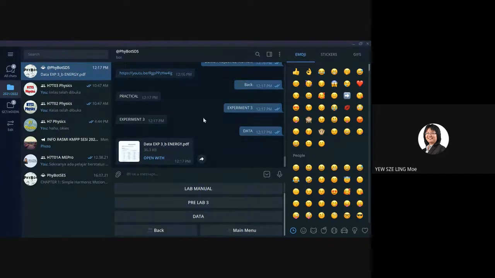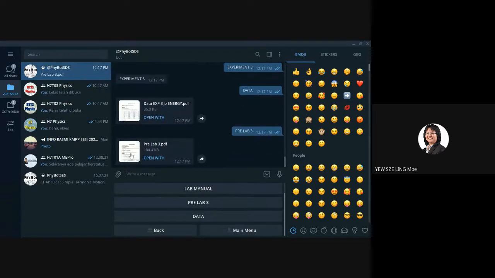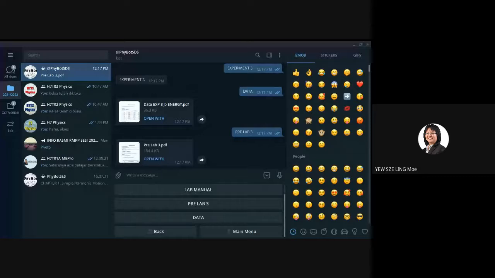Okay, so today we're going to do experiment 3, which is energy. So energy, the data is given as well. Experiment 3 is not simple harmonic motion. I think previously they gave the wrong notes. They gave the wrong handout in the Telegram groups. So experiment 3 should be the energy experiment. That is not a home-based experiment.